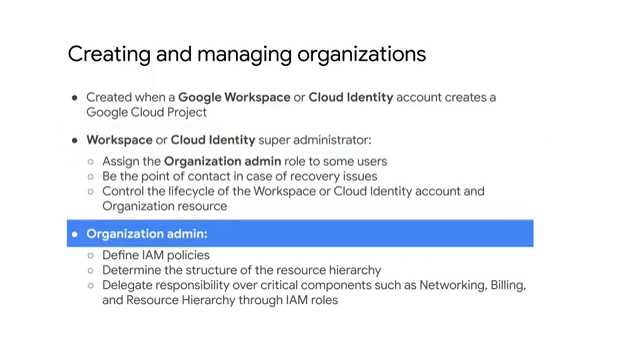The responsibilities of the organization admin role are: define IAM policies, determine the structure of the resource hierarchy, delegate responsibility over critical components such as networking, billing, and resource hierarchy through IAM roles. Following the principle of least privilege, this role does not include the permission to perform other actions, such as creating folders. To get these permissions, an organization admin must assign additional roles to their account.